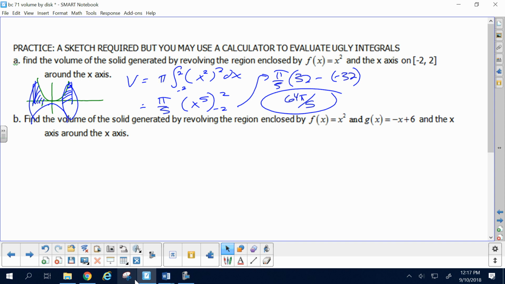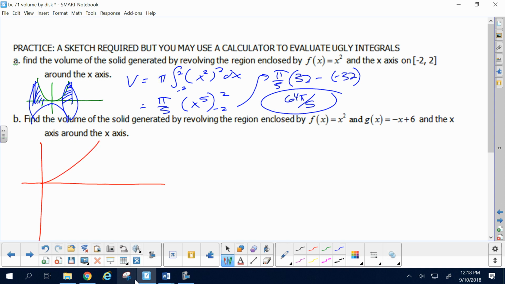Okay, try B. Again, do you have good fundamentals? I know I didn't give you a lot of room.